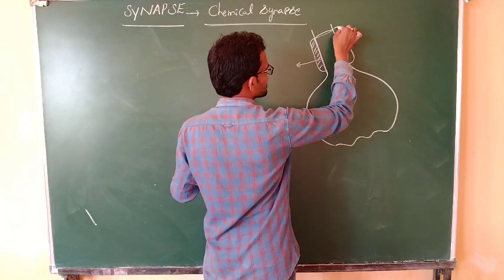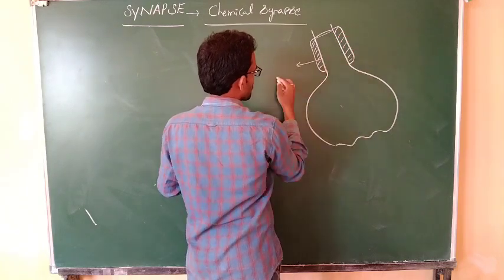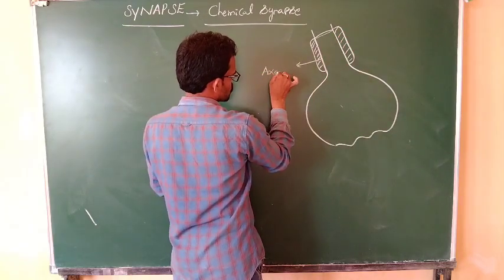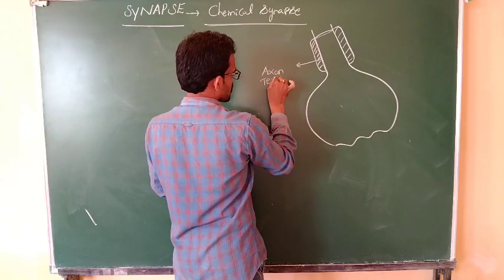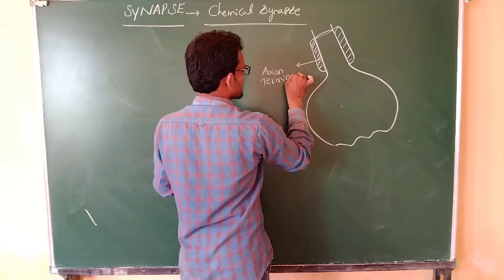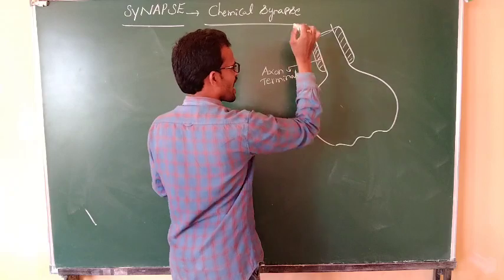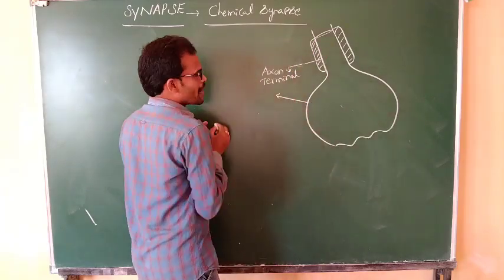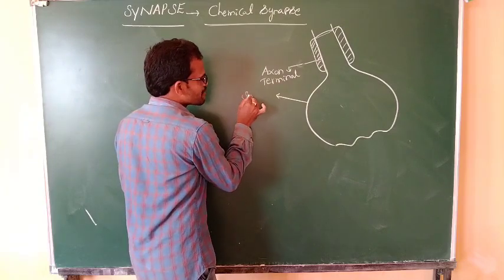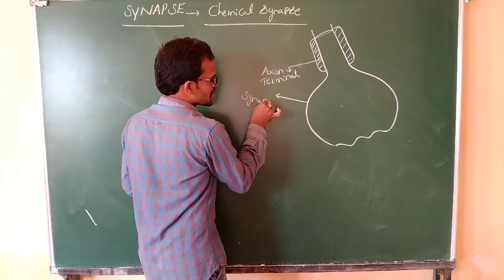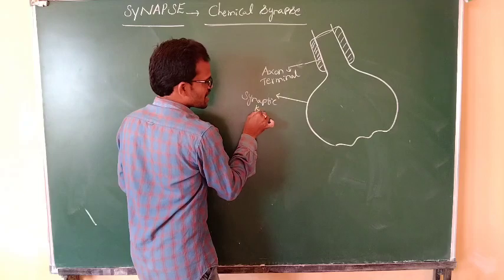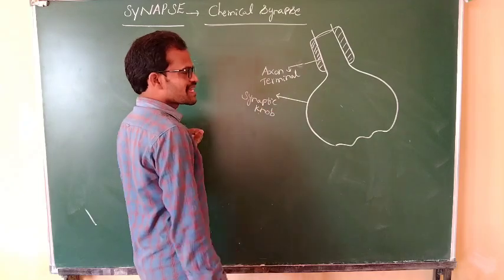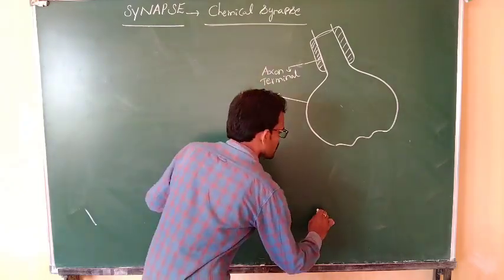myelin sheath, axon terminal. This indicates the axon terminal. This indicates the synaptic knob. What does it indicate? Synaptic knob.